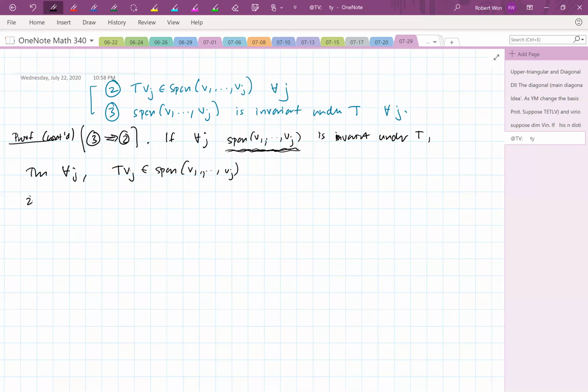So now 2 implies 3. Suppose that T of Vj is in the span of V1 up through Vj for all j. I want to show that for any k, the span of V1 through Vk is invariant under T.